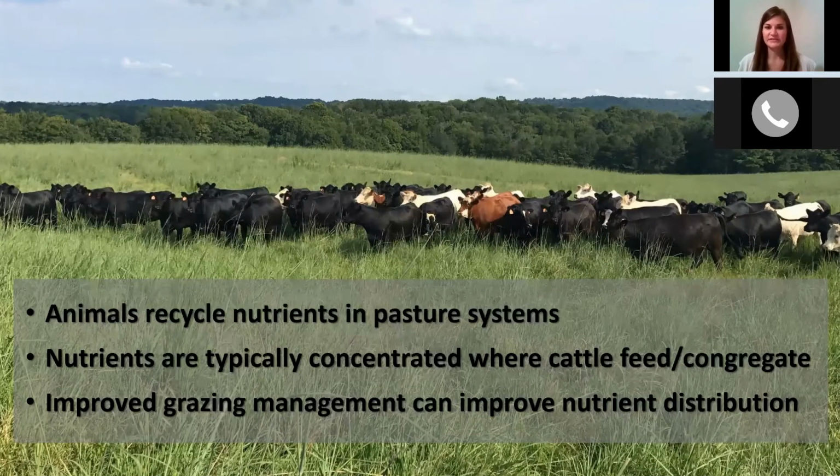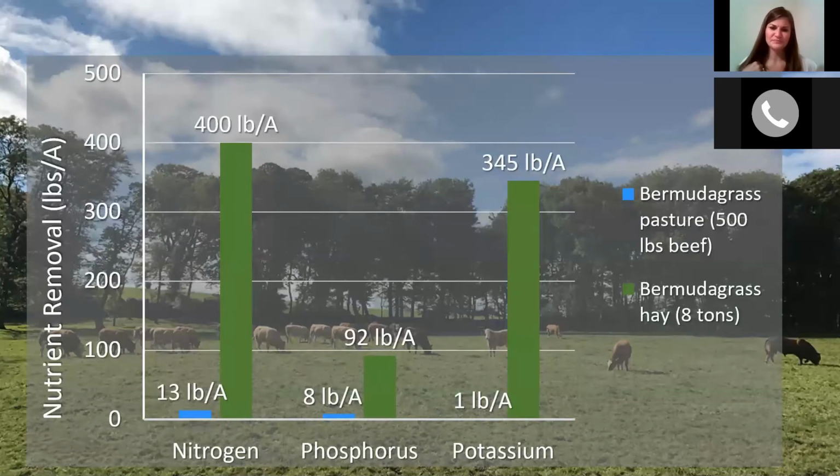We know that when we're talking about nutrient cycling, we really have to think about hay forage systems and pasture forage systems very differently, because in pasture systems, animals are recycling a good amount of nutrients to the soil. And although this isn't necessarily an equal distribution across a field, we are recycling those. Of course, nutrients are typically concentrated where cattle will feed, seek shade, and drink water, and those areas will have typically a much higher nutrient concentration. But with improved grazing management, which I'll talk about later on in this presentation, we can also help improve that nutrient distribution.